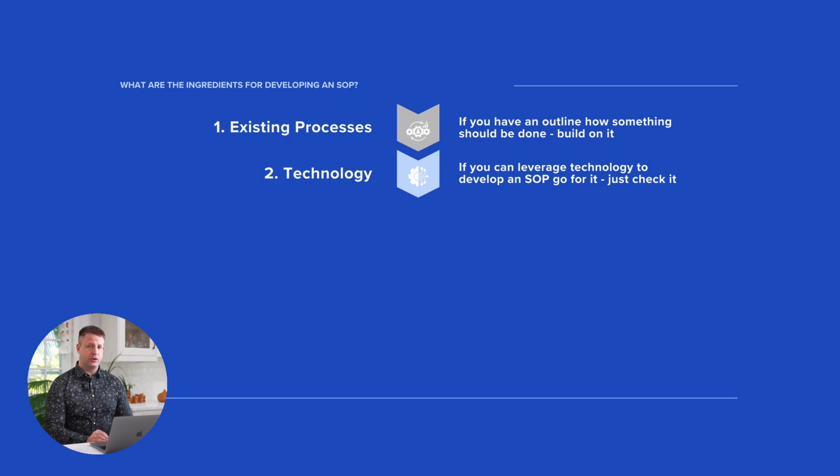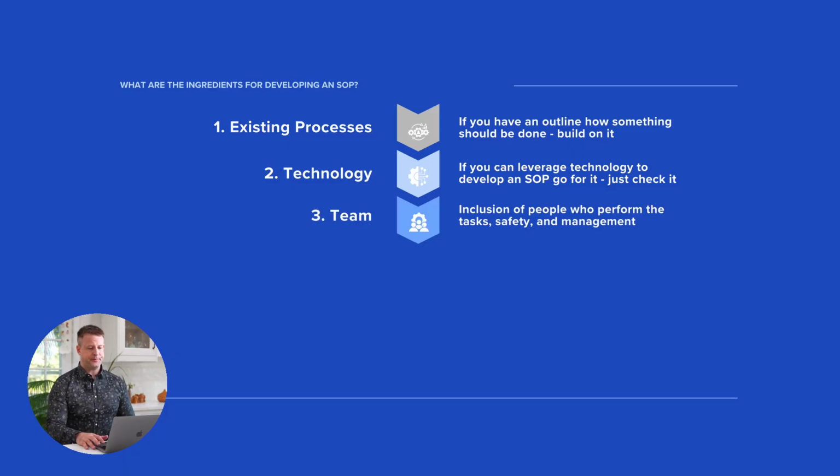Technology. So if you can leverage technology to build SOPs more efficiently and better, do it. And we'll dive into that in a moment. Team. When you're developing SOPs, there are 3 parts of your team that you want to ensure are included. One is field, the actual staff that are going to perform the task. Additionally, safety. You want to ensure that any safety steps aren't missed. And then also management, to look at both of those groups in your company and to ensure that things are done both safely and efficiently.